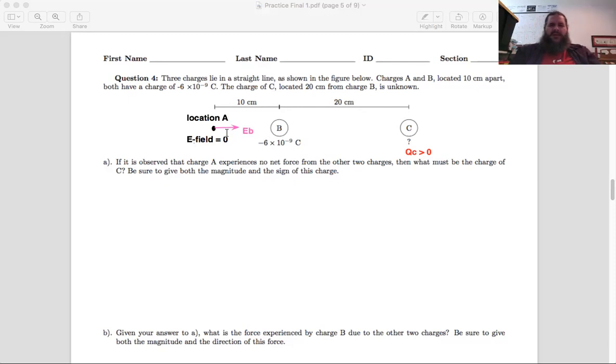And in order to cancel that out, we need charge C to create electric field in which direction? To the left. Yeah, which we can achieve by having C be a positive charge, as you said before. So that takes care of the direction. But what do we want? What do we need to assume about the magnitudes of these two electric fields?